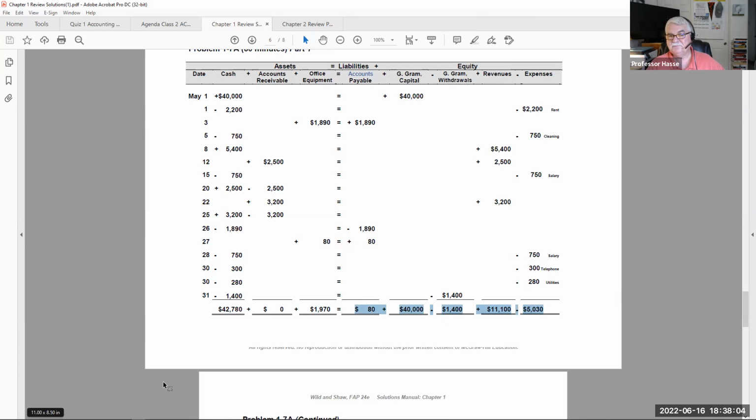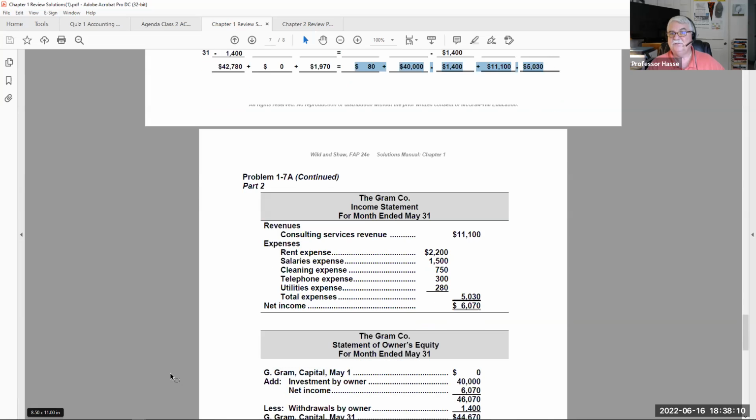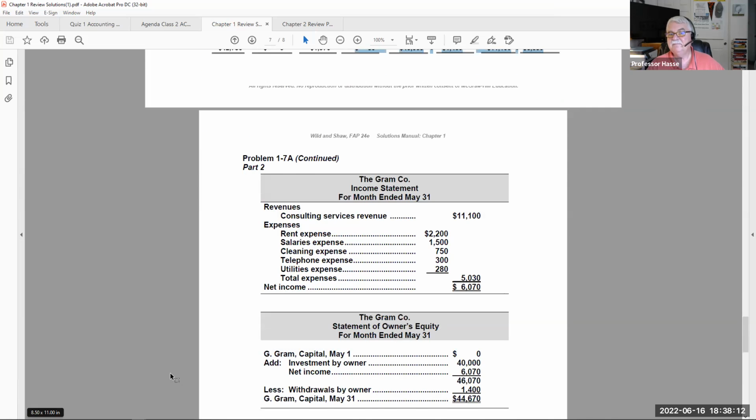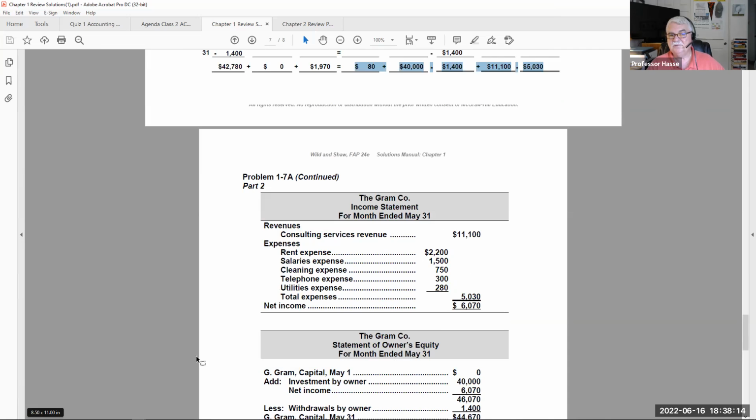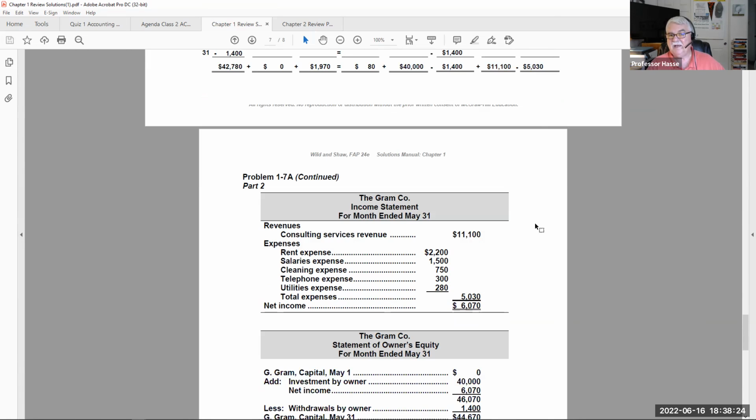You're in balance. And then you tell the world what happened by doing the financial statements right here. Notice the income statement, a statement of revenues and expenses. $11,100 of revenues, and $5,030 of expenses. The Graham Company made $6,070 in the month of May. They had a good month.